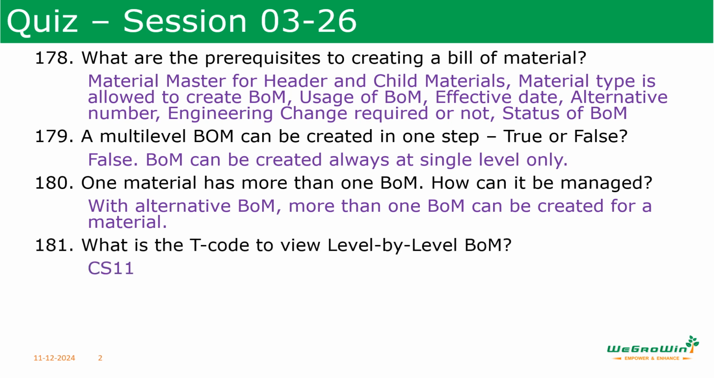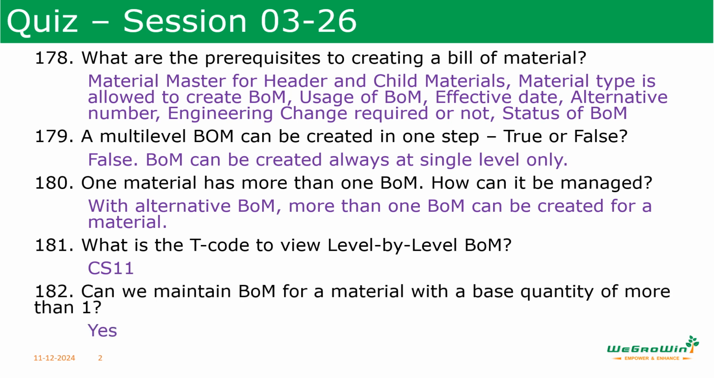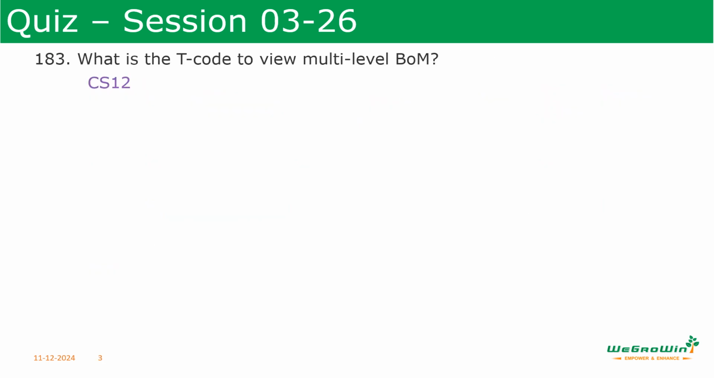What is the T code to view level by level BOM? CS11. Can we maintain bill of material for a material with base quantity of more than one? Yes. At times, we may need to have some fractions of quantities used in the bill of material. At that time, the base quantity 1 may not be able to define the child item like 0.00001. In these cases, maybe we have to define the header item as 100 or 1000. Accordingly, the child item also we can define 0.01 or 0.1, so that we can bring the accuracy in the bill of material.